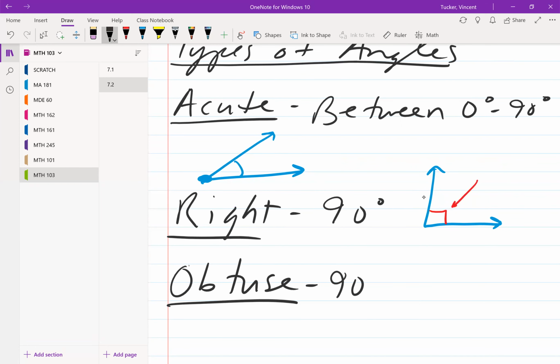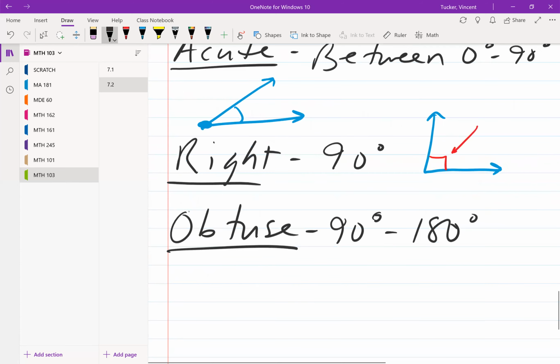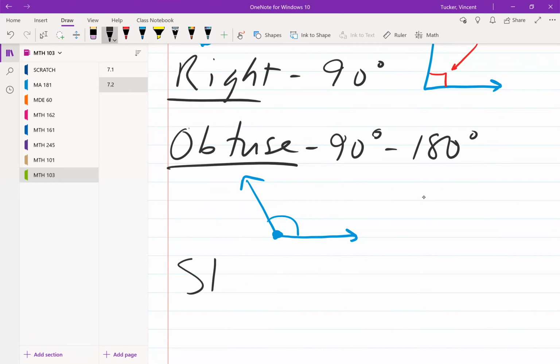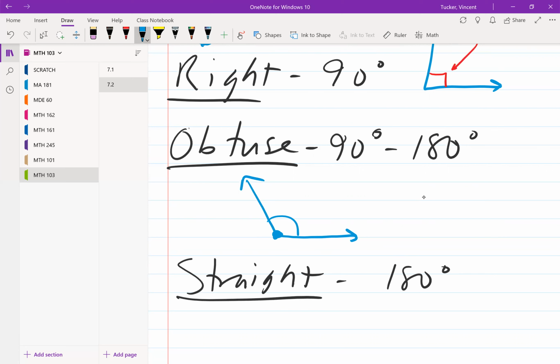Obtuse is going to be between 90 degrees and 180 degrees. Draw that better. And then your straight angle, which is 180 degrees, which is just a straight line.